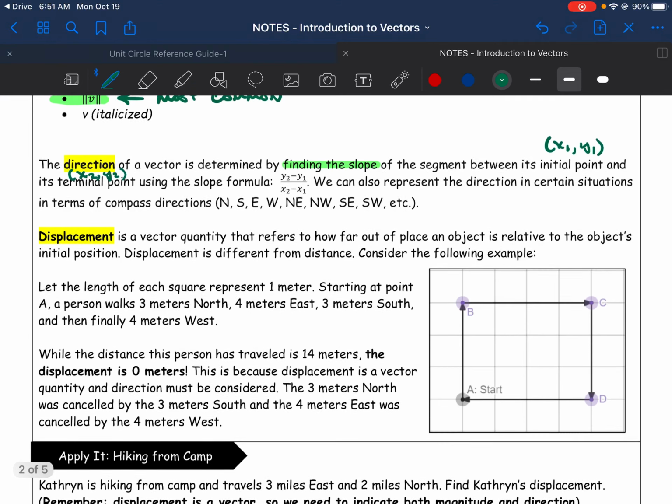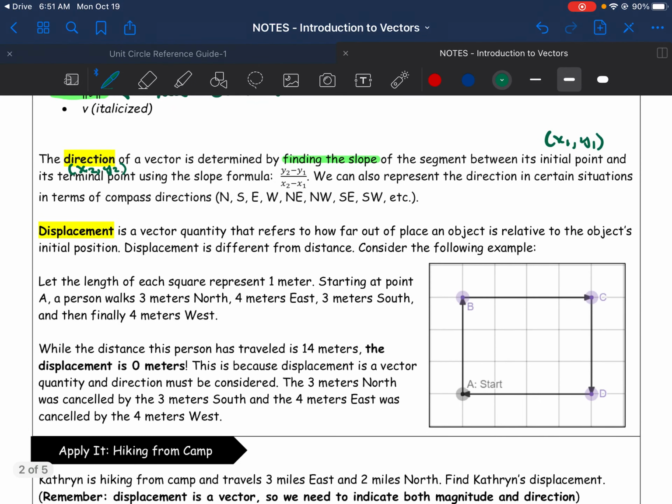Now, one of the interesting definitions we need to establish is displacement. And if you've taken physics or physical science before, you might have been introduced to displacement already. But displacement is a vector quantity that refers to how far out of place an object is relative to the object's initial position. Displacement is different from distance. A lot of students tend to confuse displacement and distance with each other. And here's a good example to help establish the difference.